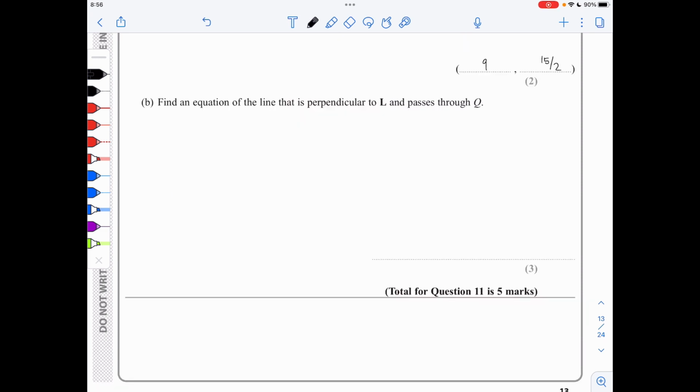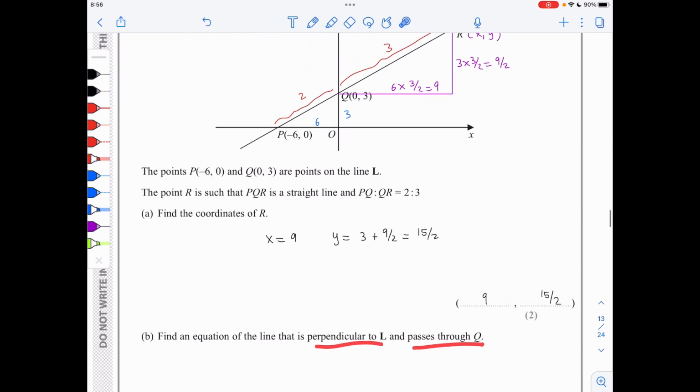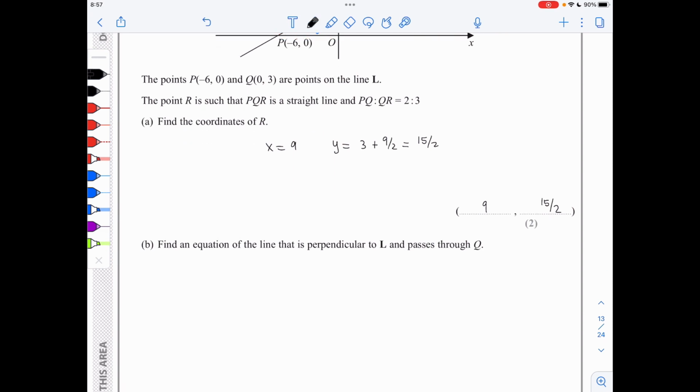For part B, we need to find the equation of the line perpendicular to L passing through point Q. So if we go back to the line here, this is the line. We can see that the gradient is given by rise over run. So the gradient will be 3 over 6, which simplifies to a half. Now to find the gradient of the perpendicular, we know that we take the gradient, we flip it, and we change the sign. So the gradient is -2.